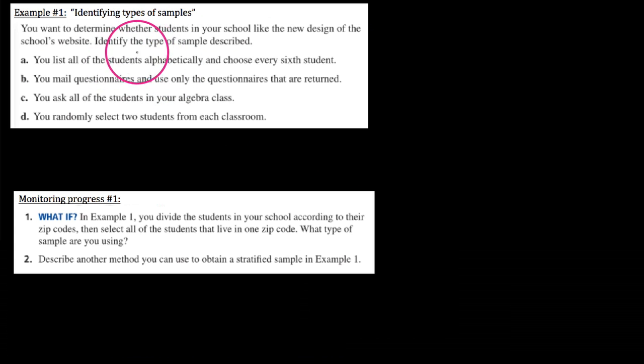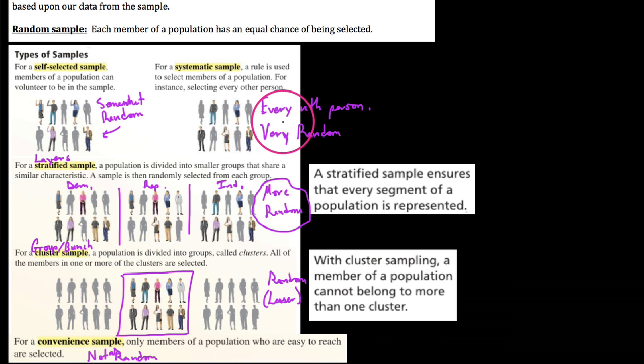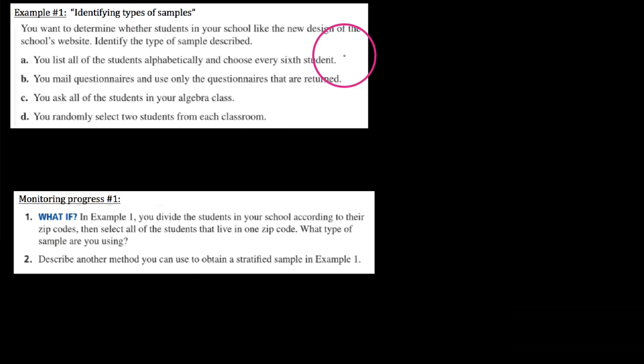What we're going to do basically in this first example is determine whether students in your school like the new design of a school's website and identify the type of sample described. So reading through this, we have a new website apparently, and they did a survey. When they sampled the students in the population, the question is, what kind of sample did they use? If we were to list all the students alphabetically and then choose every 6th student, looking back at our sampling methods, we would recognize that this was this every nth person approach. And so we would say that's very systematic in its sampling. So this is a systematic sample because we're choosing every nth person.